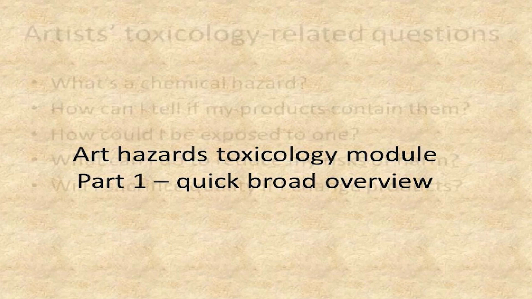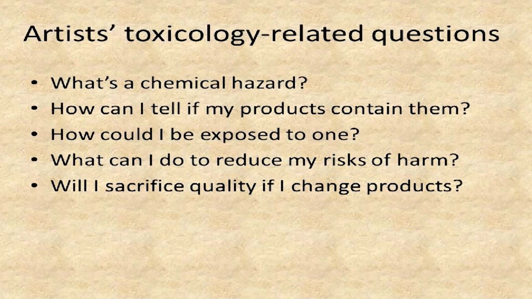There are several questions that I get from artists related to toxicology all the time. The first is, so you're talking about hidden hazards in the arts. What is a chemical hazard that I could find in the arts? And how can I tell if my products contain them? How could I be exposed to one? And what can I do to reduce my risks of harm from chemical hazards that may be in the art products I use? And a big one is, I know there's safer alternatives out there, but will I sacrifice the quality of the art I'm creating if I change the products that I'm using?